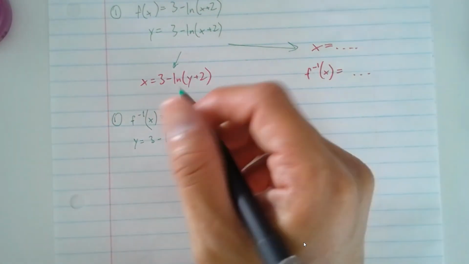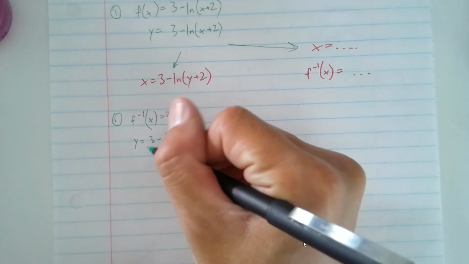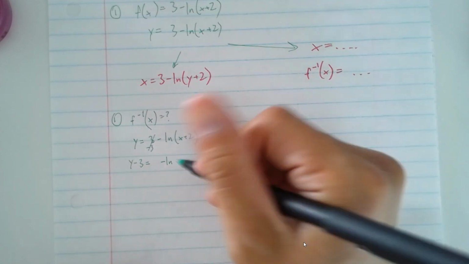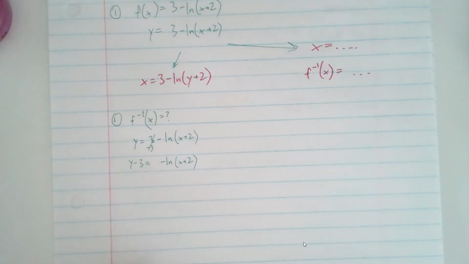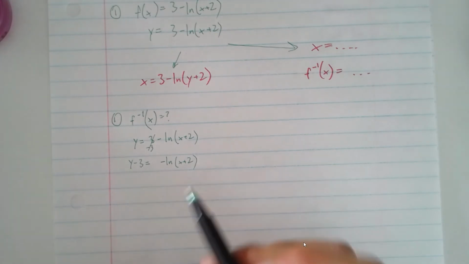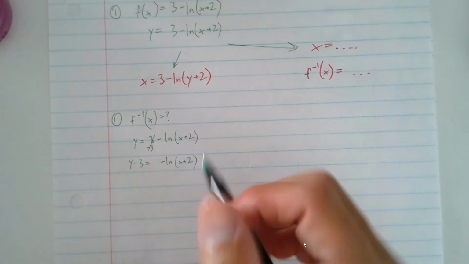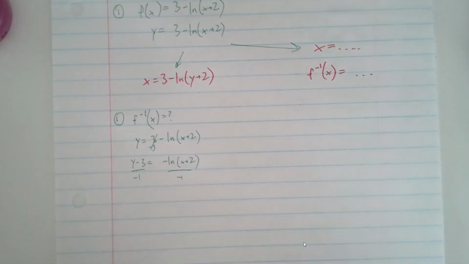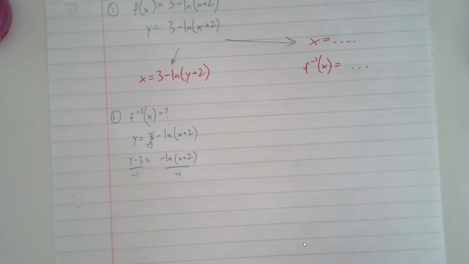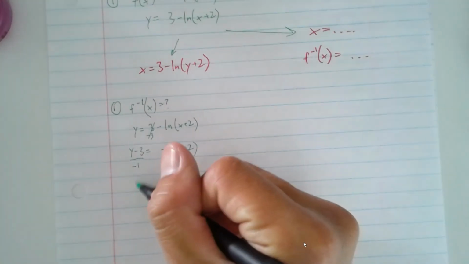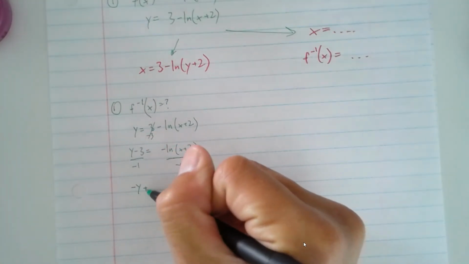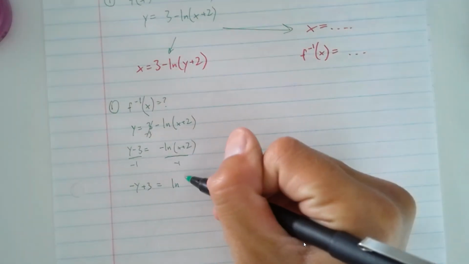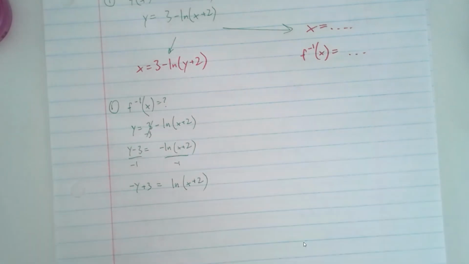So I'm going to solve for x. I'm going to subtract 3 from both sides, so that way I have this natural log on this side. And then I don't like the negative sign personally, so I'm going to divide both sides by -1 to make it a little bit easier on myself. So the natural log I'm dealing with is a positive natural log. It's easier to deal with, I think. And this becomes basically -y plus 3 is equal to the natural log of x plus 2.